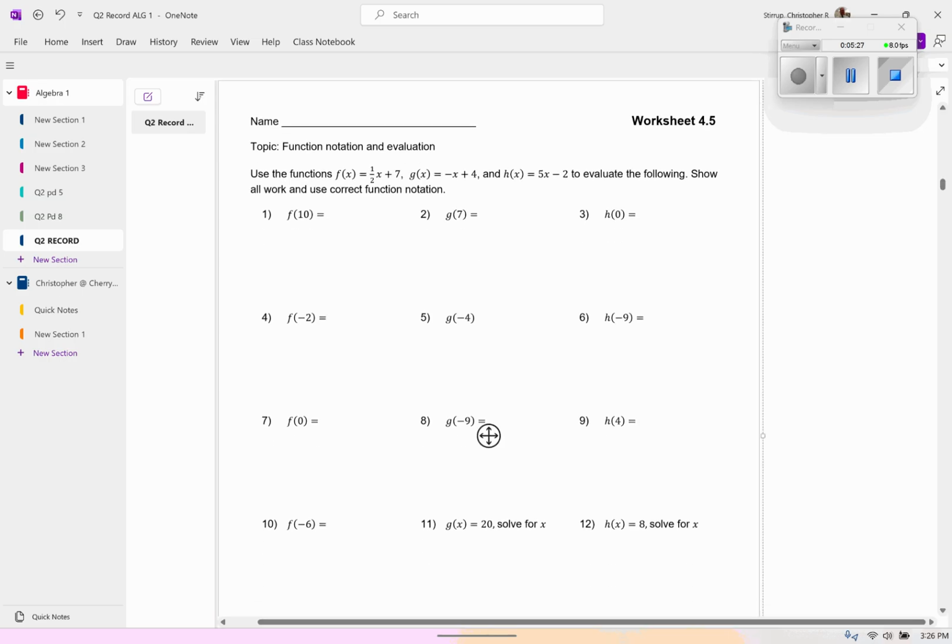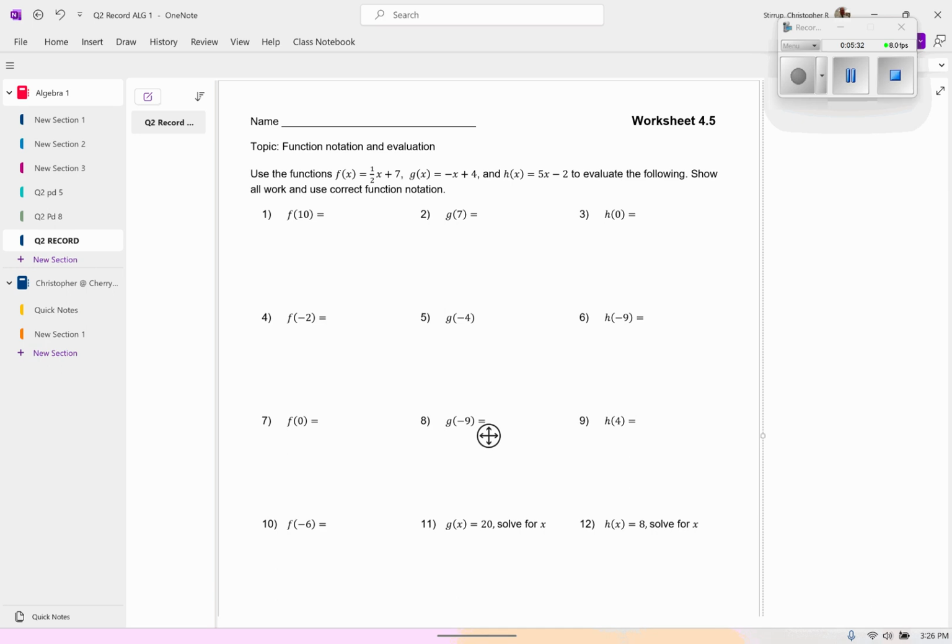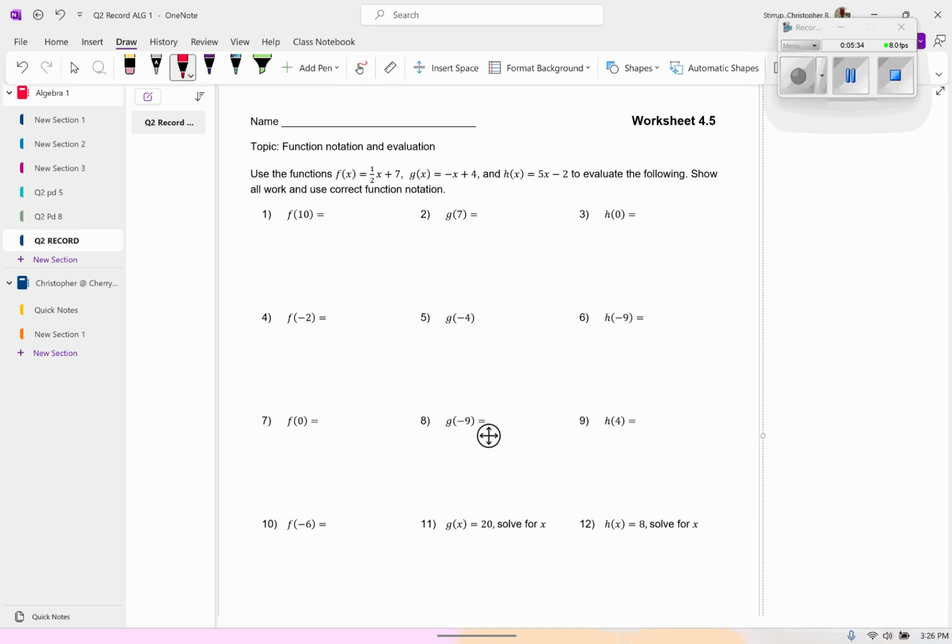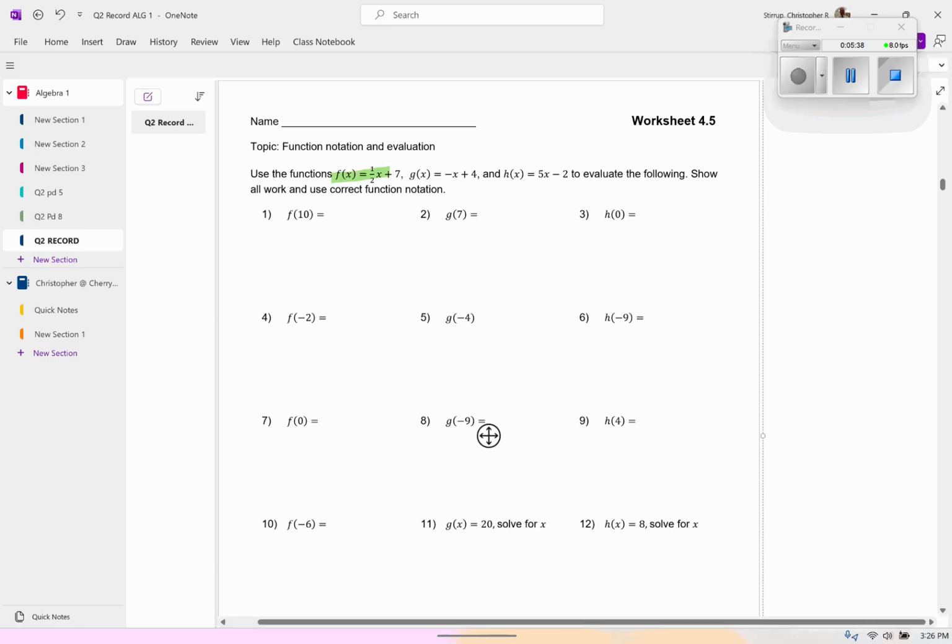All right, so notice we have f at x, we have g at x, we have h at x. They mean the same thing. It's just y equals, y equals, y equals. But what I'm going to do is I'm going to highlight this one. That's going to go along with these.